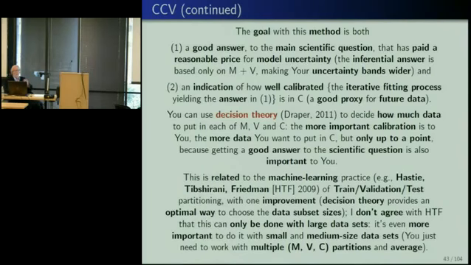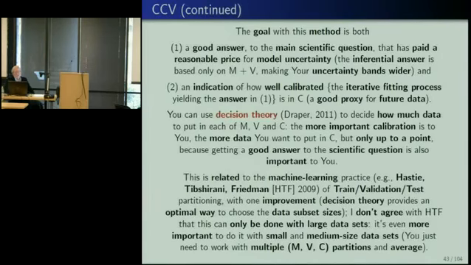So item 1 says, I want a good answer to the inferential or the main scientific questions at issue, and a good answer that has paid a reasonable price for model uncertainty, because my inferential answer is going to be based only on M plus V, and that makes my uncertainty bands wider.